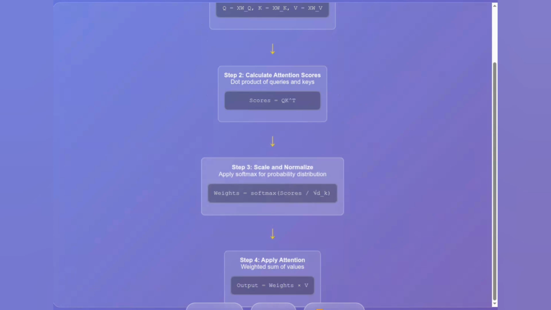Step 4. Apply attention. Finally, we multiply our attention weights by the value matrix. This gives us the final output, a weighted combination of all input information. Each of these steps is differentiable, which means we can train the entire mechanism end-to-end using backpropagation. The model learns what to attend to based on the task at hand.